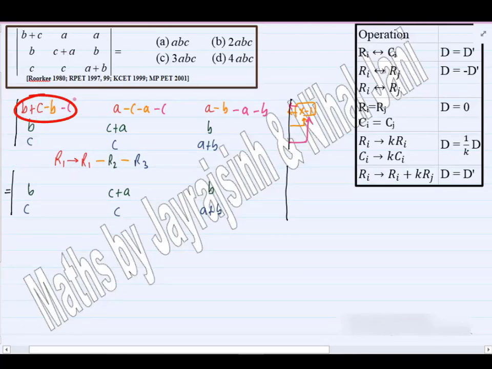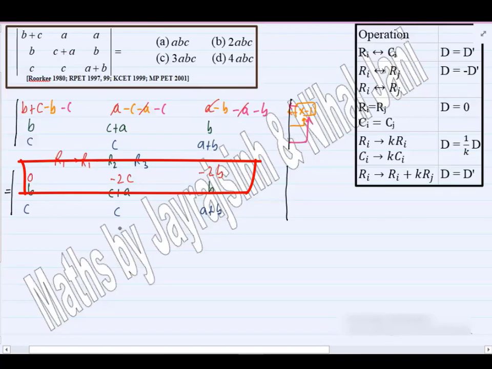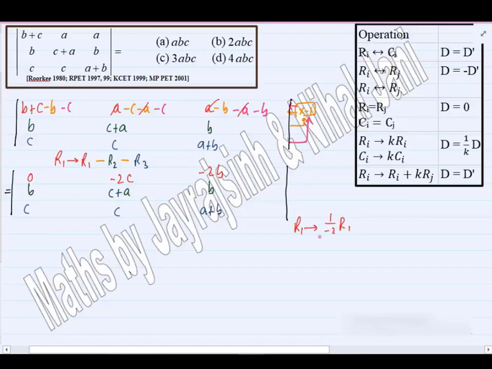Our first row will be: b and b, c and c cancel out, we get 0 as planned, and here a and a will cancel out, we will get minus 2c. Again a and a will cancel out and we will get minus 2b. Now here we can further simplify by taking minus 2 common from the first row. So our operation will be R1 gives 1 by minus 2 R1. If we are dividing the first row by minus 2, we also have to multiply minus 2 with the determinant. The first row will be 0, c and b, and the second and third rows will be as they are.